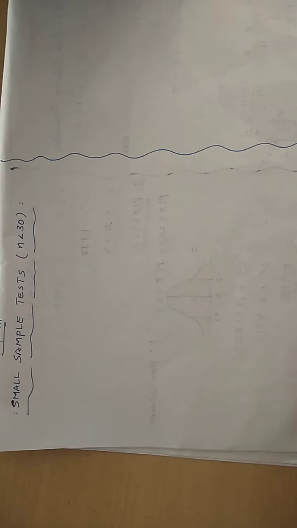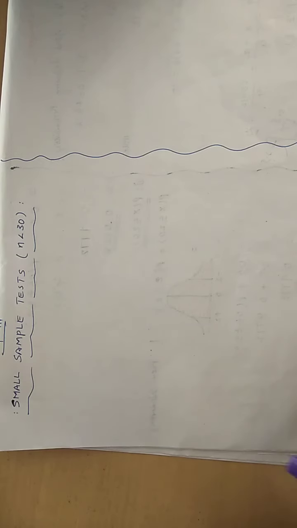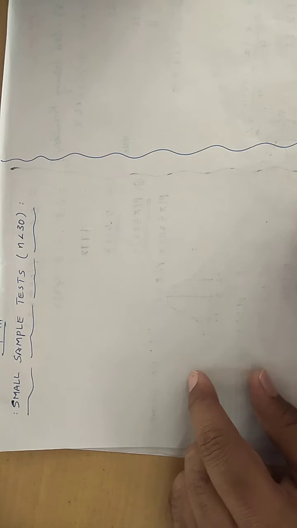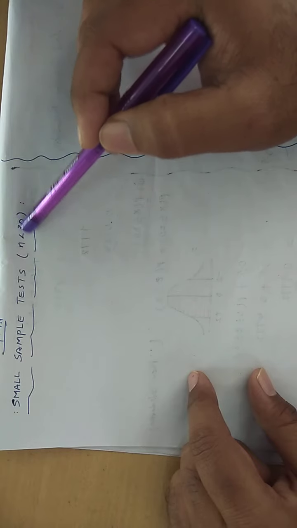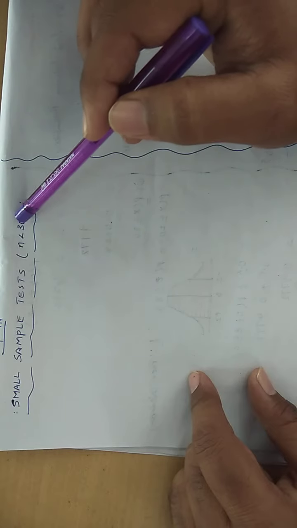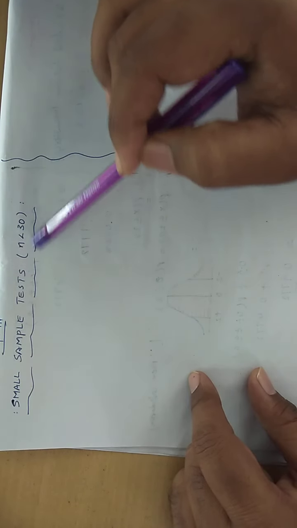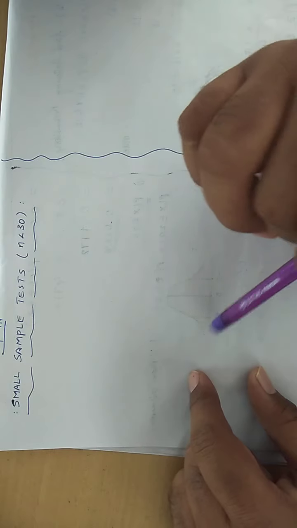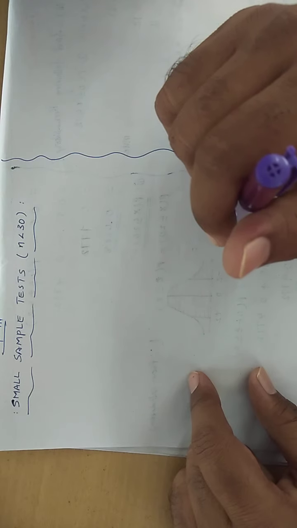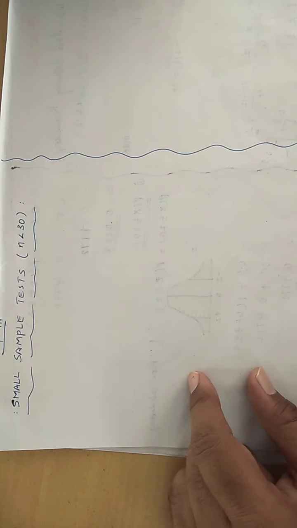Now, students, we go for understanding one more set of tests as per your syllabus, which is nothing but the small sample tests. What type of tests are known as the small sample tests? The condition here is the sample size n. If n is strictly less than 30, then all those samples are known as small samples. And the tests you perform on those small samples are known as the small sample tests.